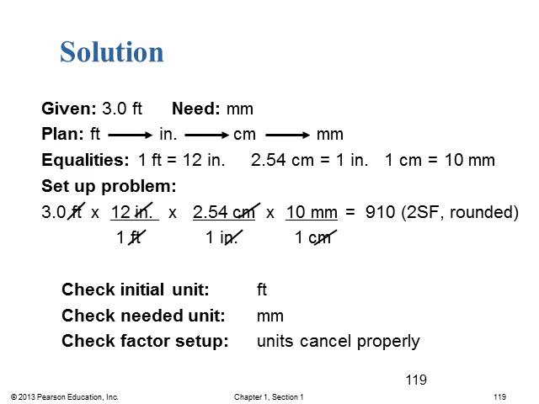So we need centimeters in the denominator and millimeters in the numerator. And then we can just do out the math. 3.0 times 12 times 2.54 times 10, and we get 910. That's a rounded number.